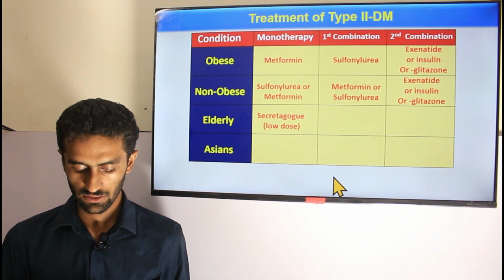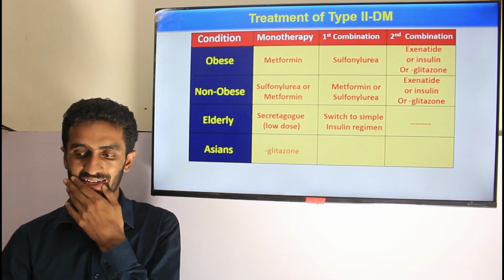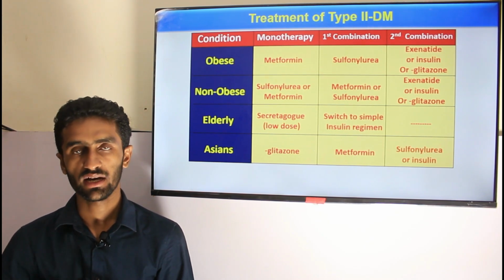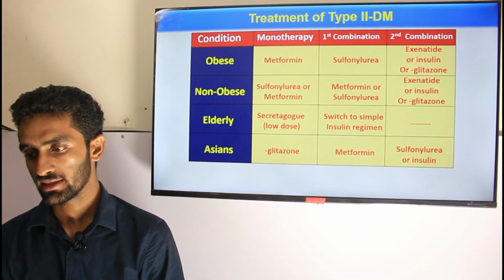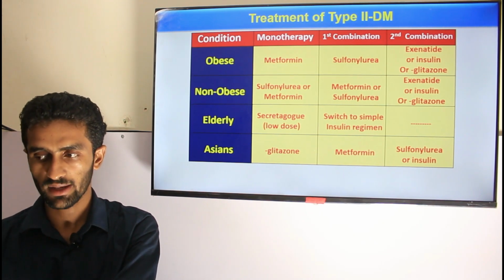So if it's ineffective, then simply switch to the insulin. In the Asian, we start with the glitazone, then go for the metformin combination, or then go for the sulfonylurea or the insulin combination. So exenatide combination with the glitazone is most of the time avoided.